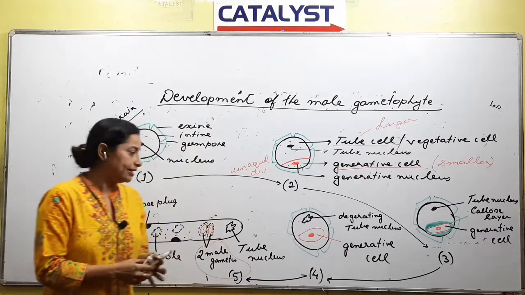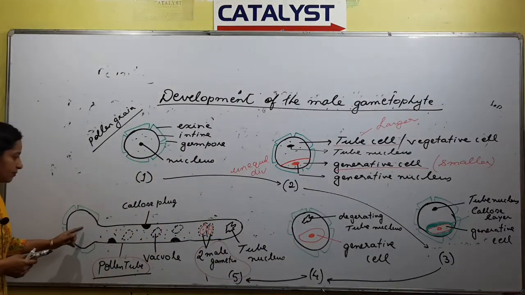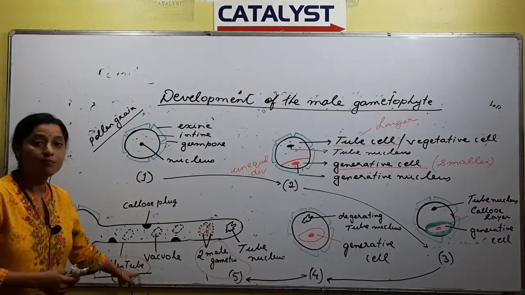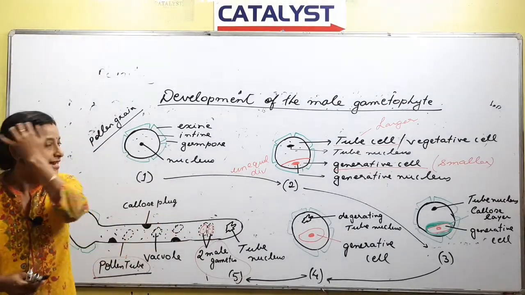So once it reaches the stigma, what happens is the intine will grow or come out and ultimately form the pollen tube. Who forms the pollen tube? It is always the intine that forms the pollen tube.